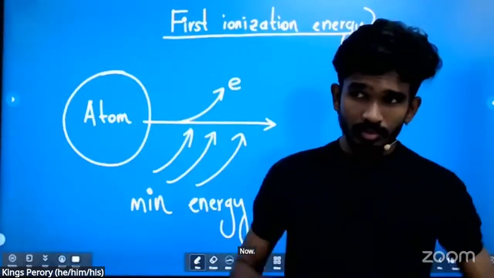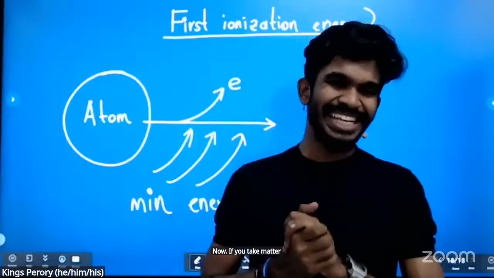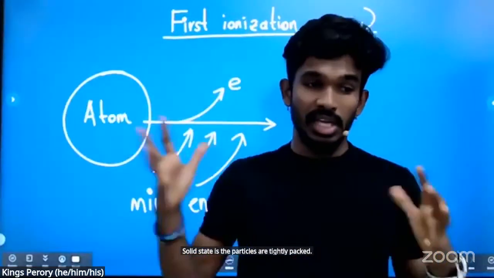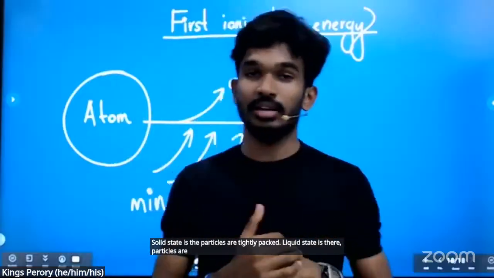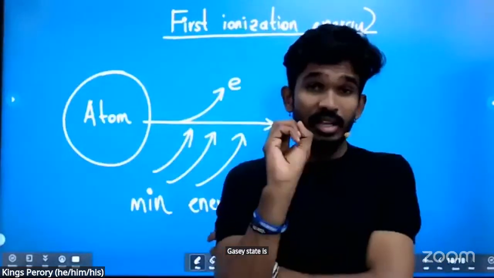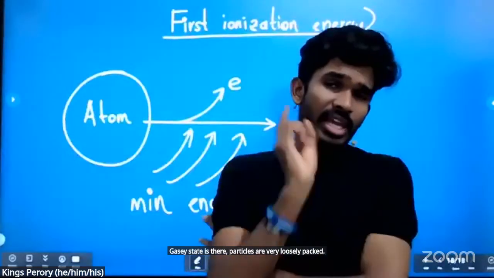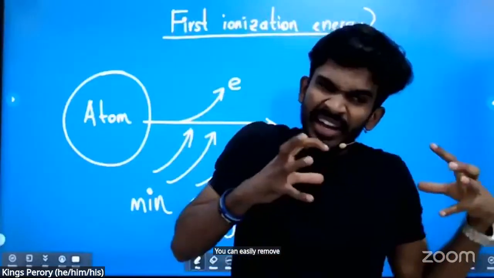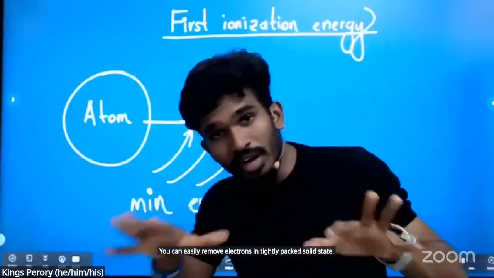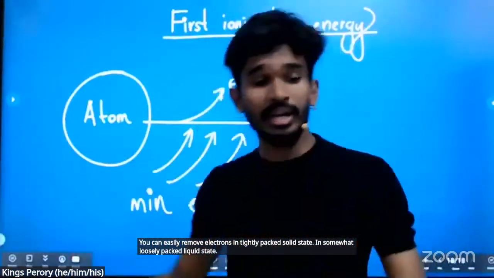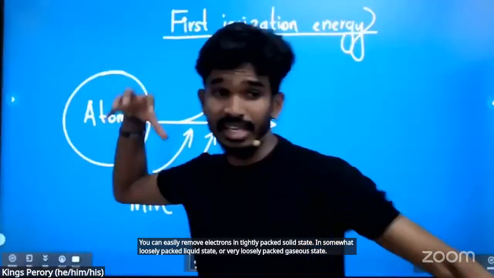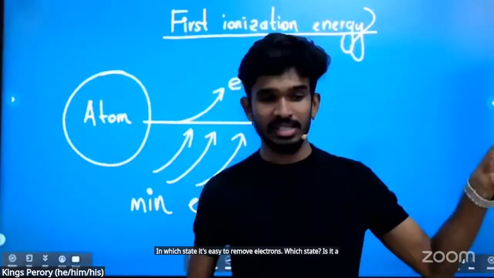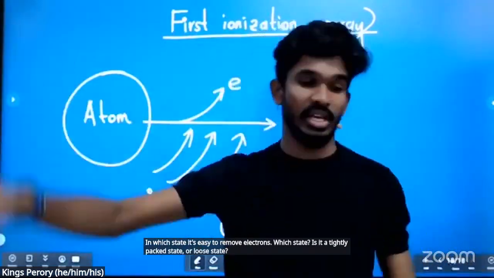Now, matter has three states. Solid state, particles are tightly packed. Liquid state, particles are slightly loosely packed. Gaseous state, particles are very loosely packed. You all tell me in which state you can easily remove an electron: tightly packed solid, somewhat loosely packed liquid, or very loosely packed gaseous state? Is it a tightly packed state or a loose state? Loose state.